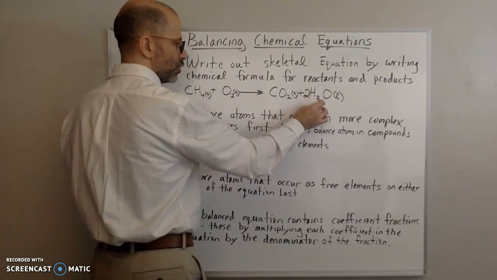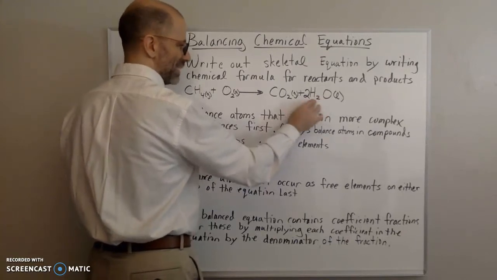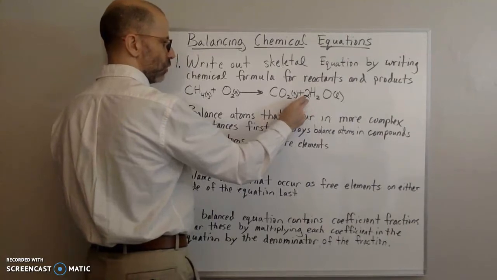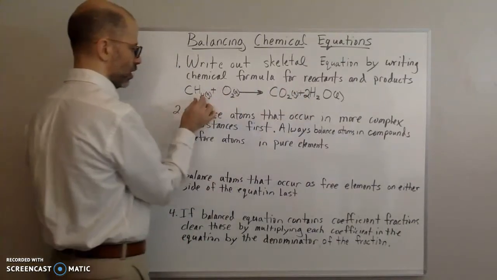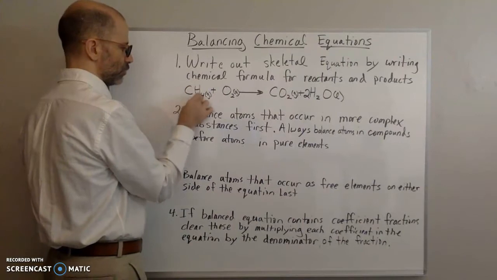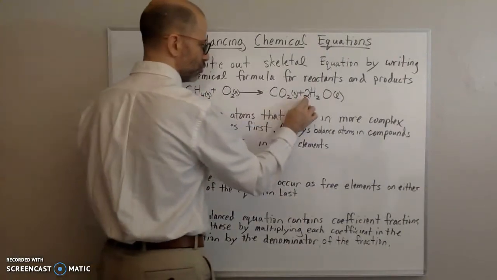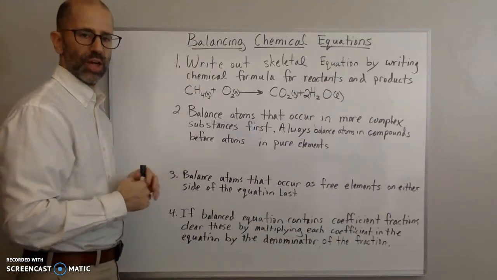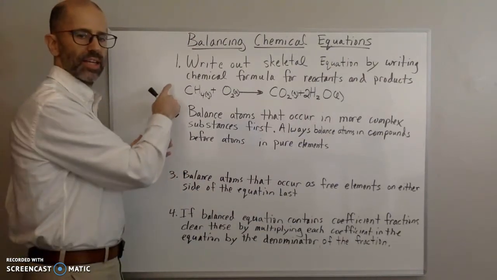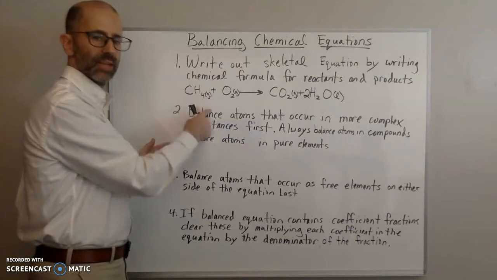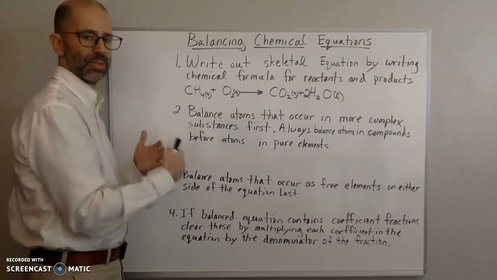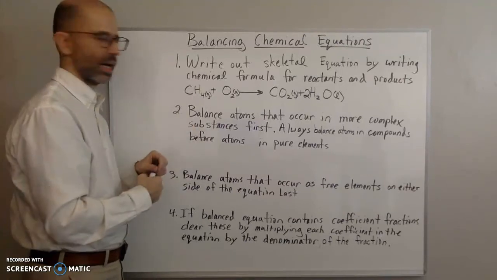So 2 times 2 is 4. Notice I did not change the subscript. I just changed the coefficient. So 4 hydrogens, 4 hydrogens. 1 times 4 is 4. 2 times 2 is 4. So if you want to count the atoms, you can always multiply the coefficient by the subscript. That'll give you the total number of atoms contributed by that particular compound.